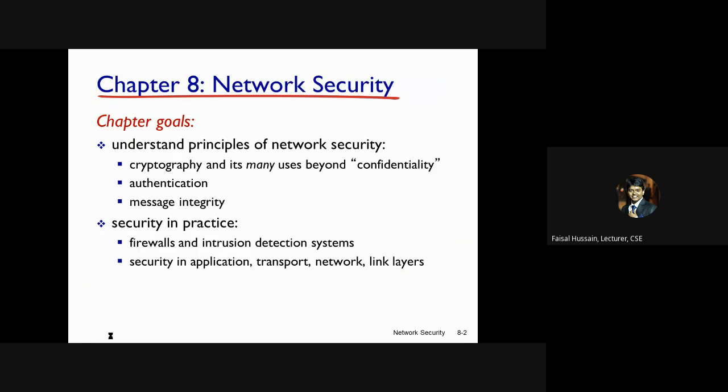So today we will start with a new chapter, chapter 8. The title of the chapter is Network Security. So what is the goal of this chapter?